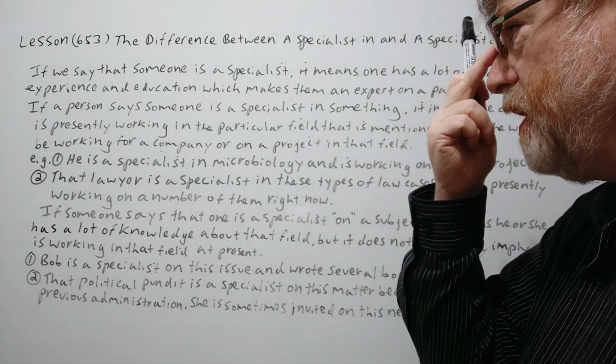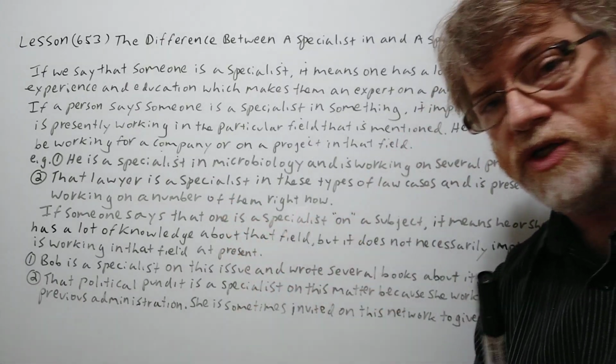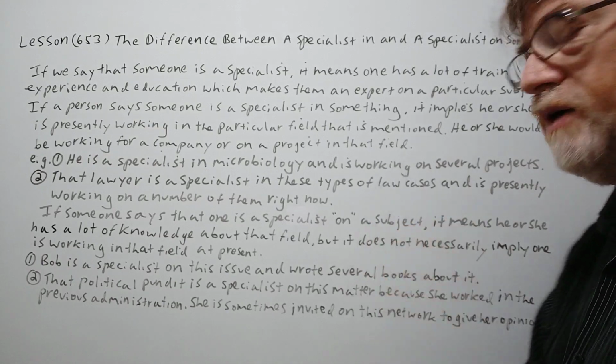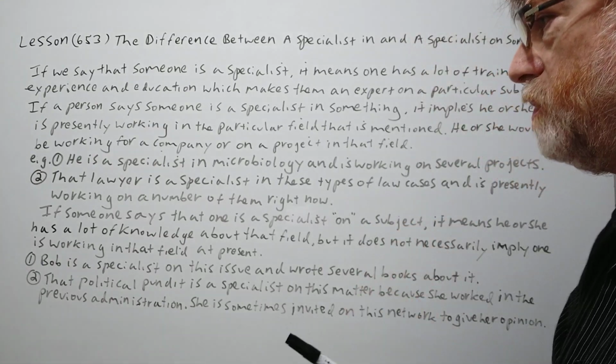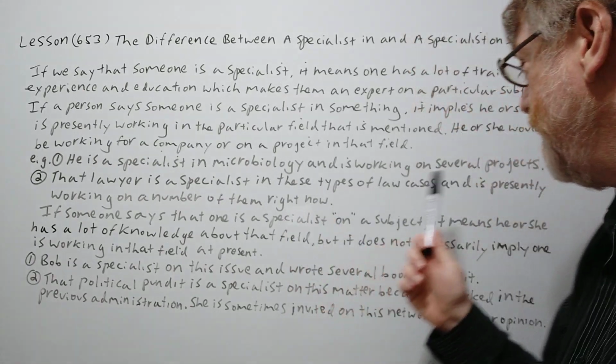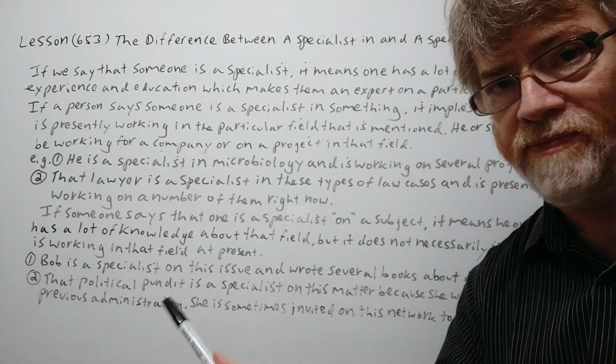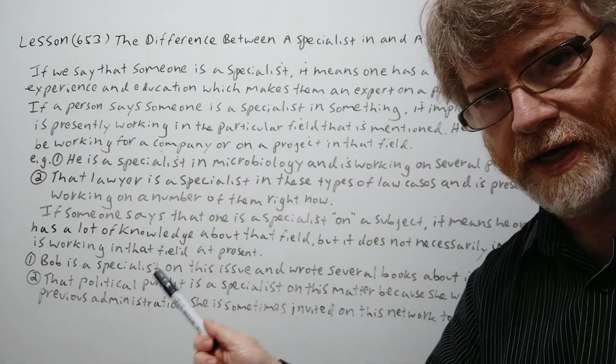All right, let's continue. And we got two examples here. He is a specialist in microbiology and is working on several projects. Number two, that lawyer is a specialist in these types of law cases and is presently working on a number of them right now. So definitely at the moment they're working in it.